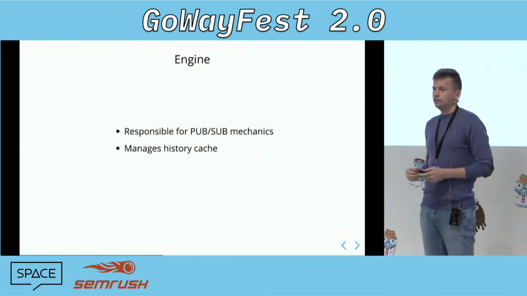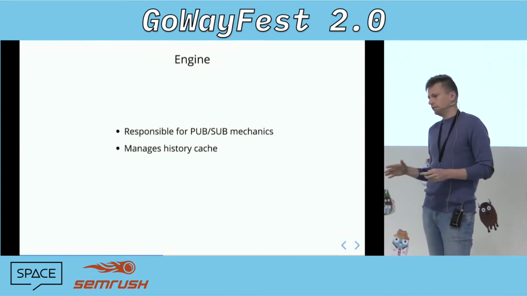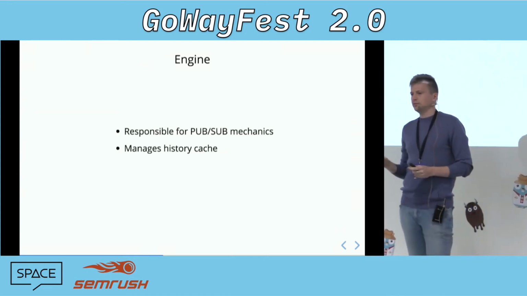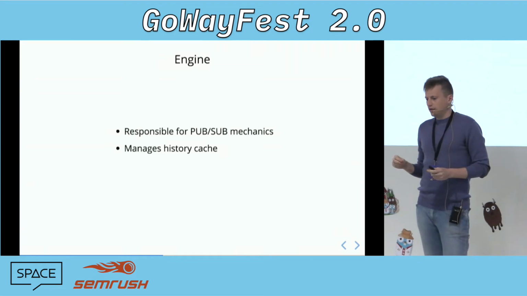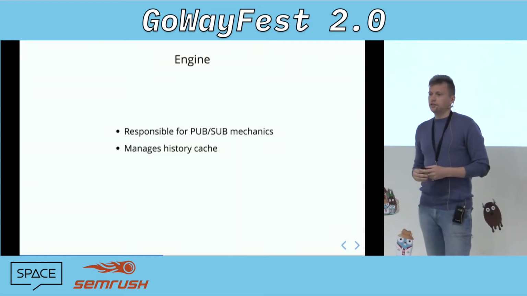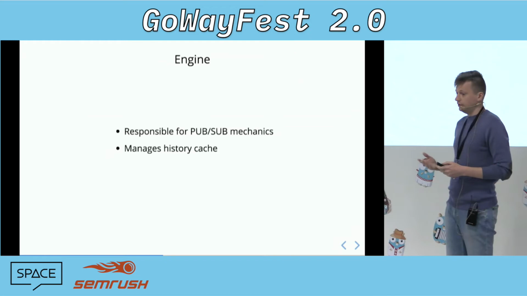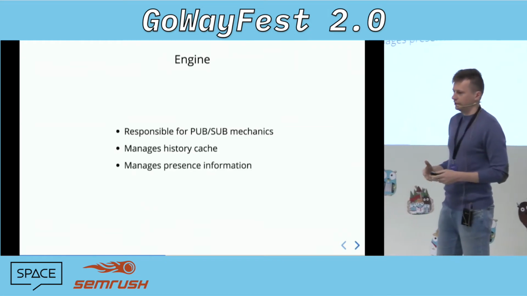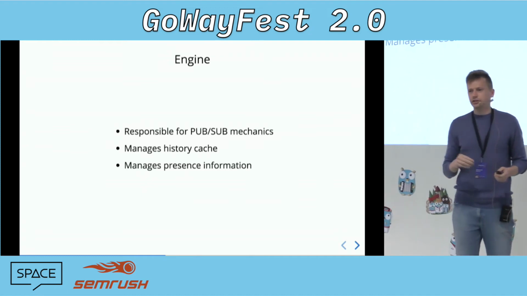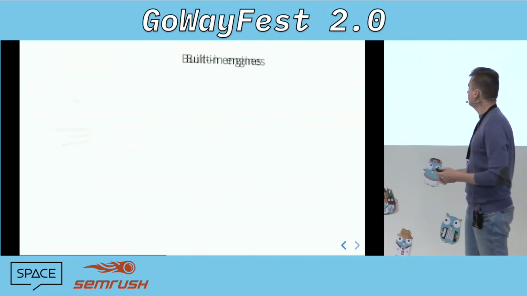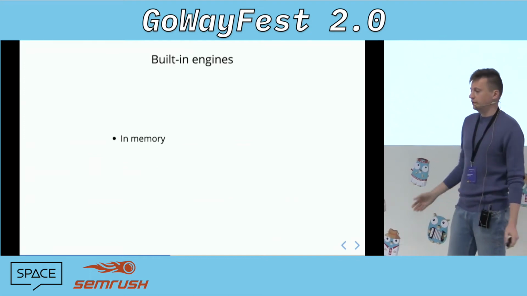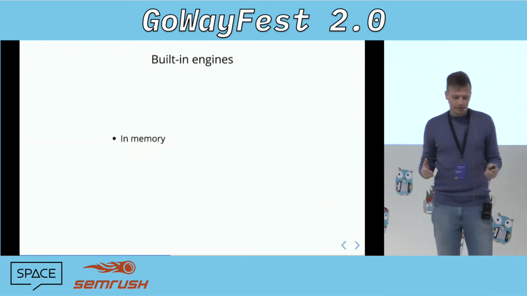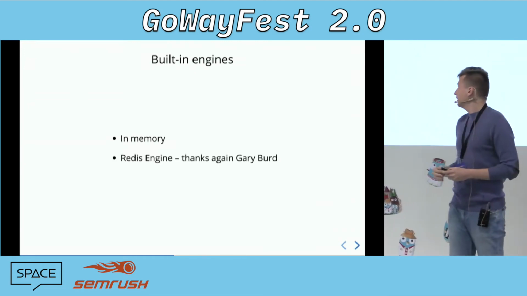It manages history cache. Yeah, we have a message recovery feature and messages are recovered from cache. This cache has limited size and limited lifetime, configurable. And the engine manages presence information. This is information about who is online at the moment. There are currently 2 engine implementations. This is the in memory engine, which keeps everything in memory, and the Redis engine.